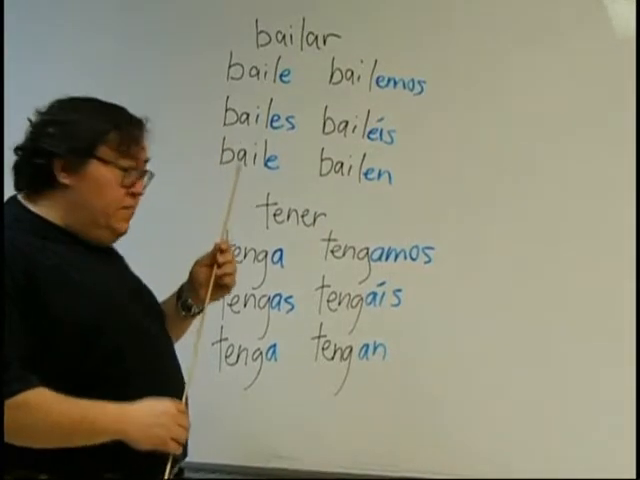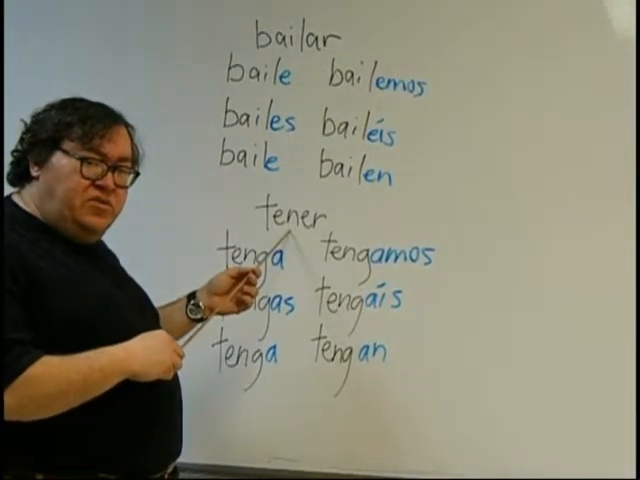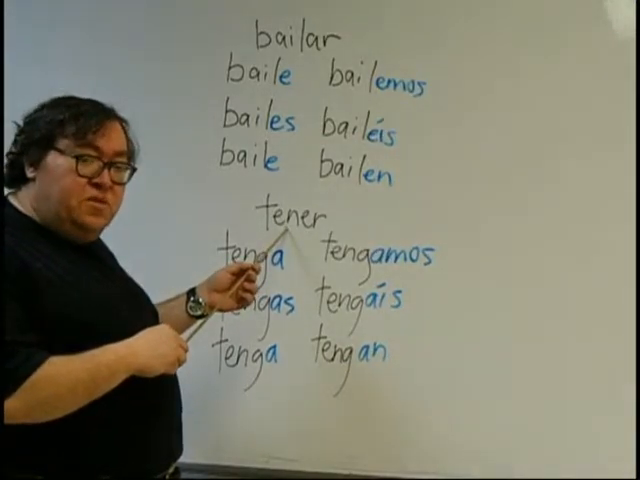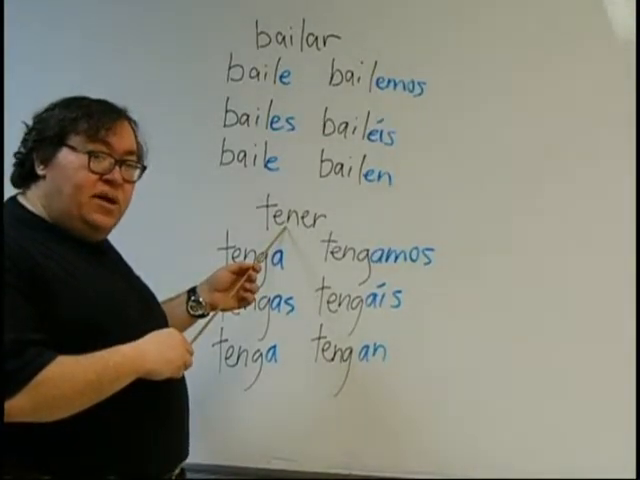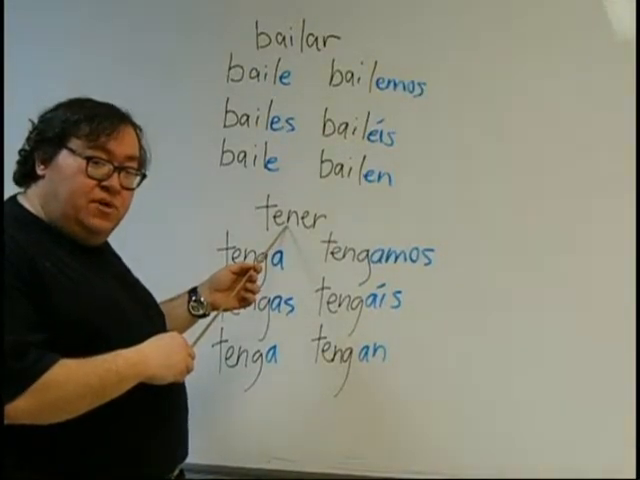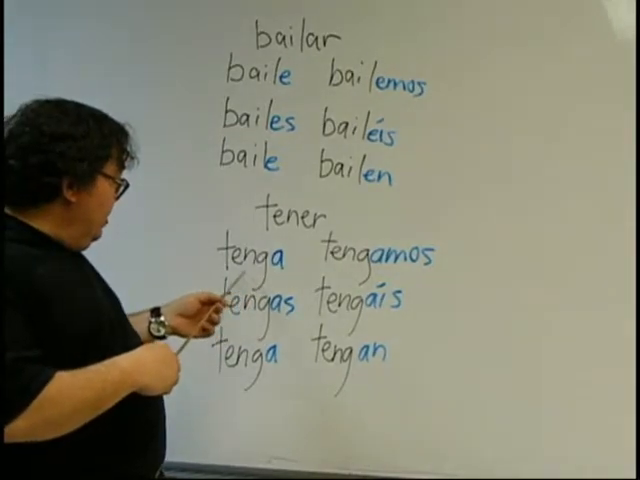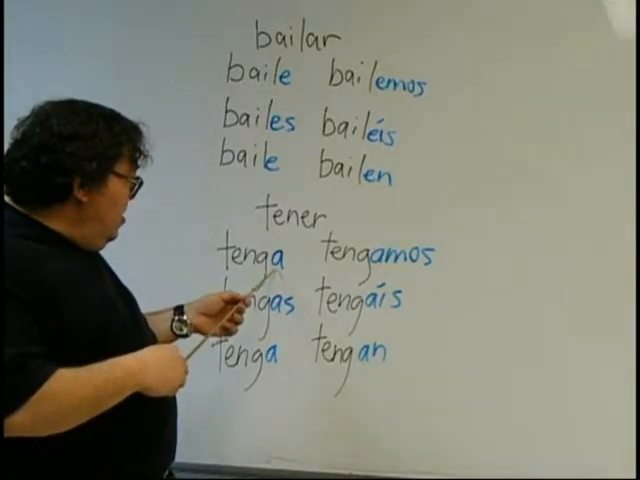Now let's look at tener. In the case of tener, it doesn't have a regular yo form. It's a stem change verb, but it has a G in its yo form. It's tengo. So I start with the yo form of the verb, tengo. And that's where I get my base for my subjunctive. In this case, I take off the O, and the part that's left is my base, T-E-N-G.